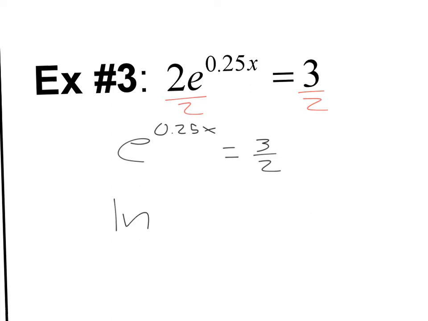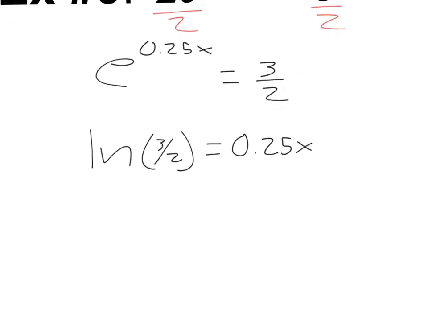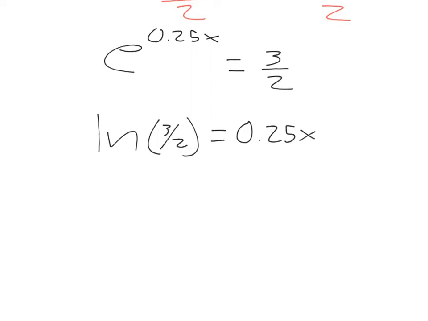Okay, so e is my base, but I don't need to write it, and then I just switch these two. So this would be the natural log of 3 halves equals 0.25x. And this is where I'm thinking that maybe if I could write this as a fraction, I'd be in better shape. Because 0.25 is the same thing as 1/4 x. So I really have the natural log of 3 halves equals 1/4 x.